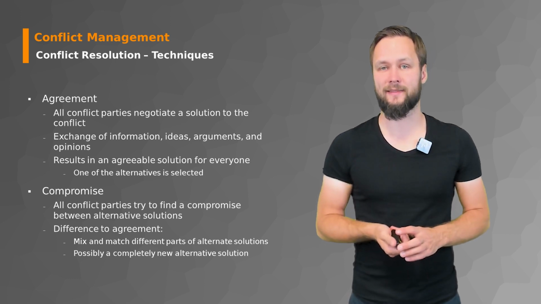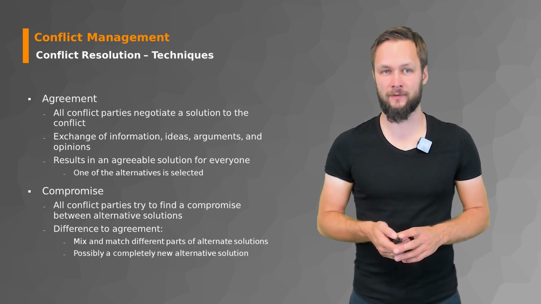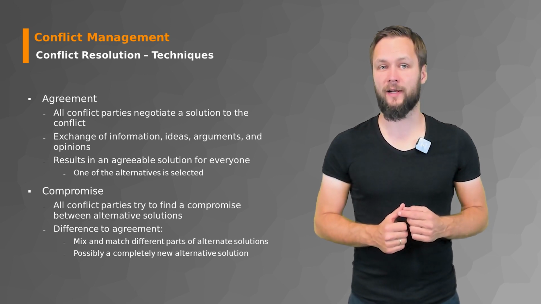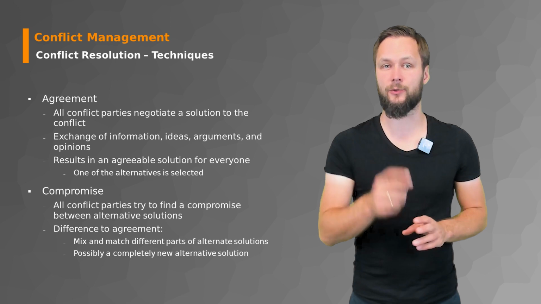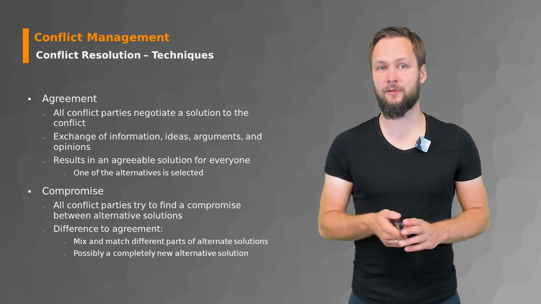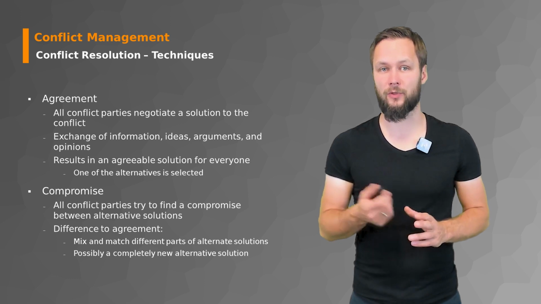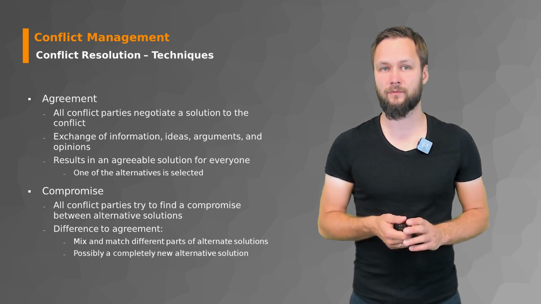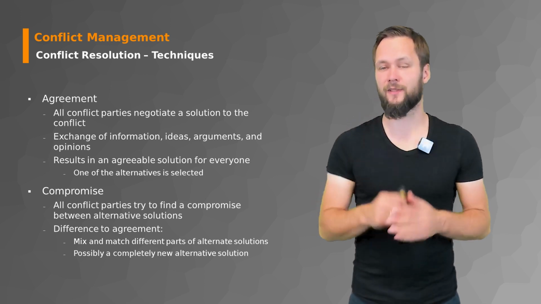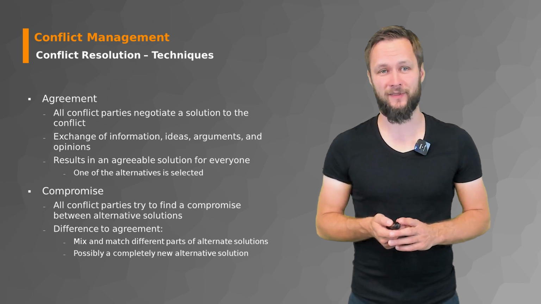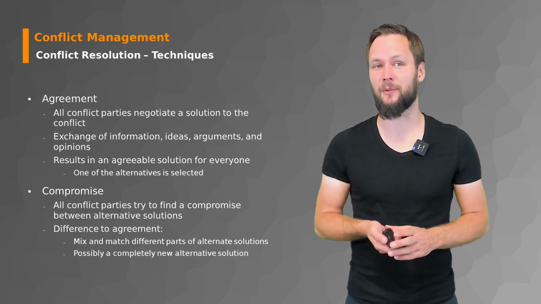That would be the second technique to look at. When you want to get a compromise, all conflicting parties try to find a compromise between the alternative solutions. And the difference to an agreement is that you mix and match different parts of alternative solutions, possibly creating a completely new alternative solution. So there is a difference. And there's also often a question that might be asked during the examination: what's the difference between an agreement and a compromise?